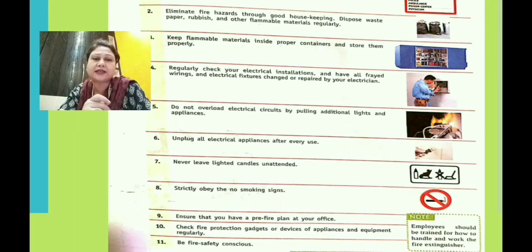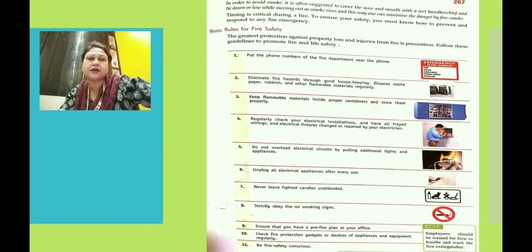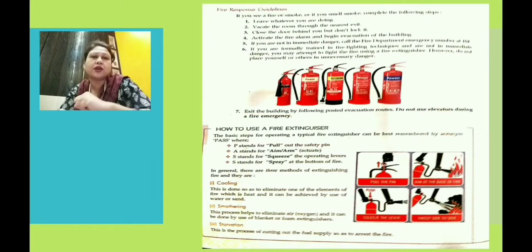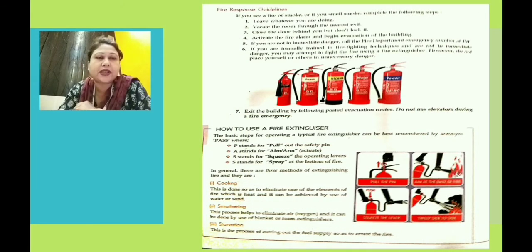And lastly, we should be fire safety conscious. And at the same time the employees also should be trained, at least in how to handle and work a fire extinguisher. So in the next topic we have how we can handle a fire extinguisher. As we can see, these are different types of fire extinguishers which are shown, and the employee should be well trained in order to use them.